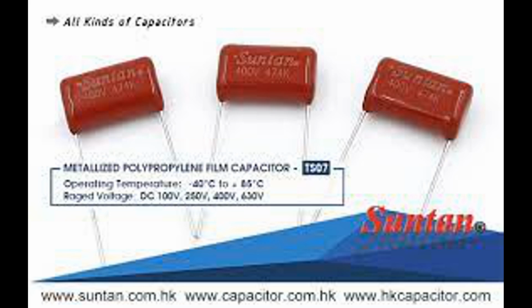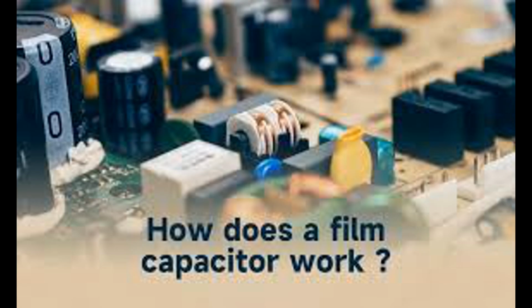C equals epsilon times A divided by d. Epsilon is the dielectric constant. Different plastic films, e.g., polypropylene and polyester, have different dielectric constants, affecting the capacitor's capacitance. 3. Charging and discharging. Charging. When a voltage is applied, the film capacitor charges by accumulating electric charge on the electrodes.